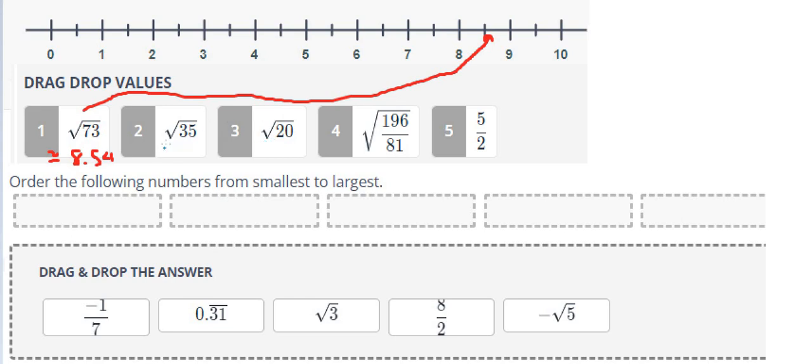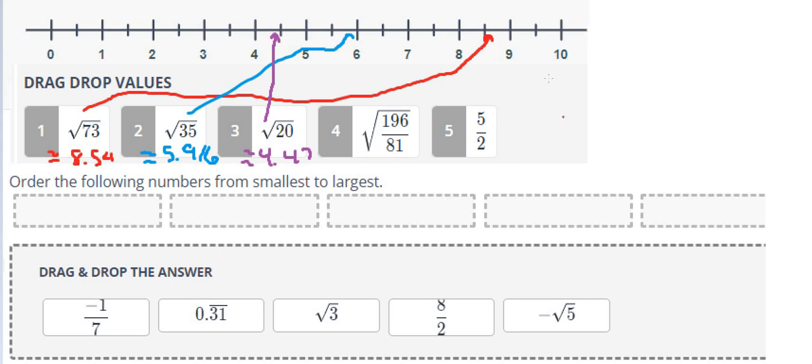The square root of 35, if you use your calculator, it's about 5.916. And that means it's going to go closer to the 6 side here, so pretty close to this. The square root of 20 is about 4.47. That's really close to 4.5, so we're going to put that right here.